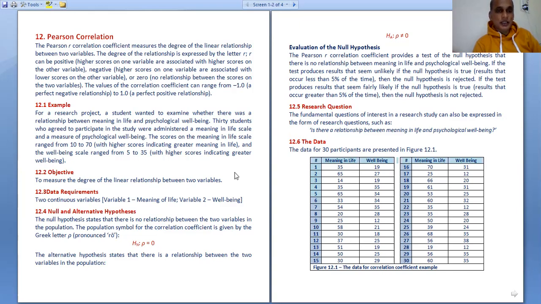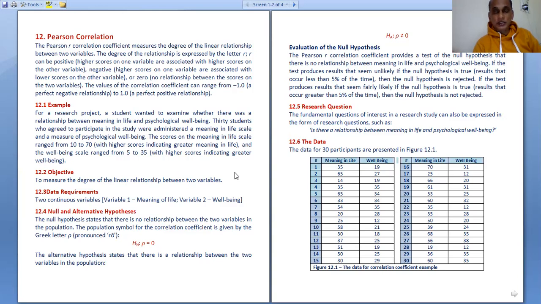Now, in this example of ours, where a student is examining the relationship between meaning of life and psychological well-being, where 30 students have participated in the study, the research question will be: is there a relationship between meaning in life and psychological well-being? That's the question we are having. And then we have the data before us.